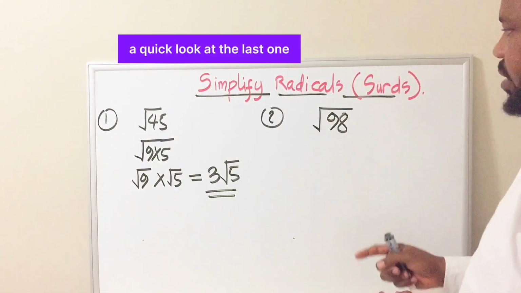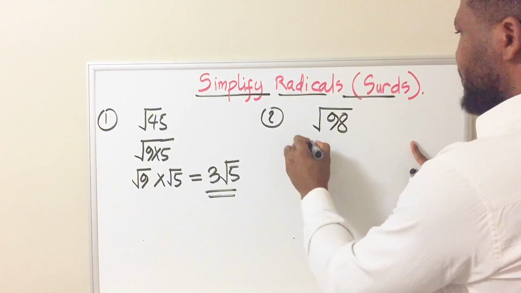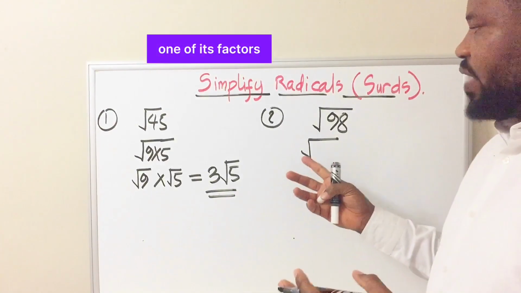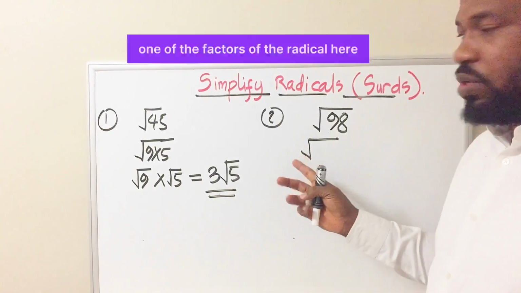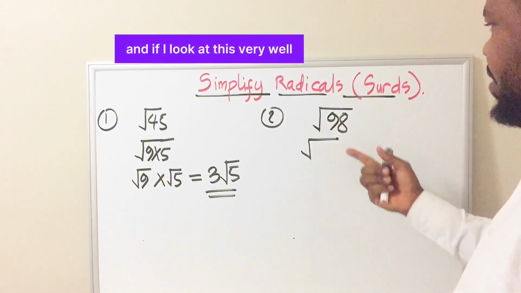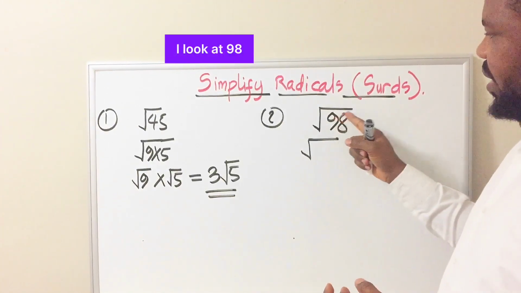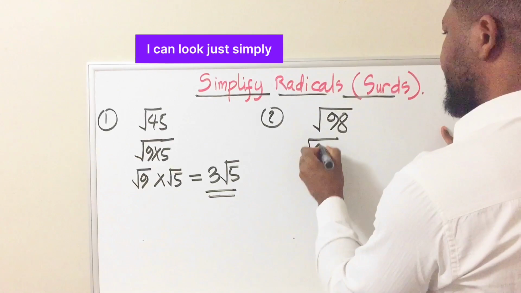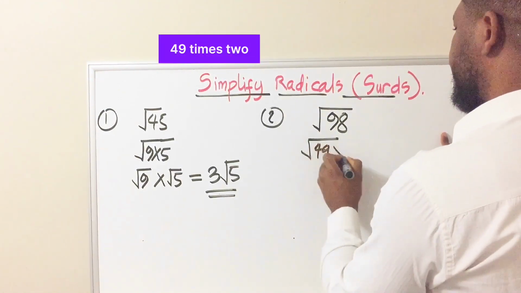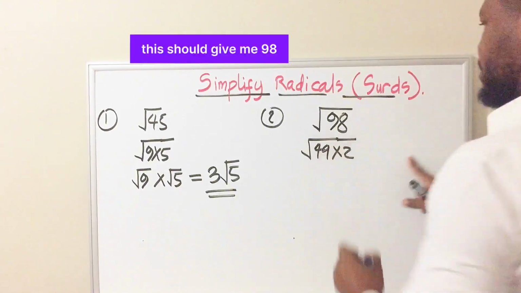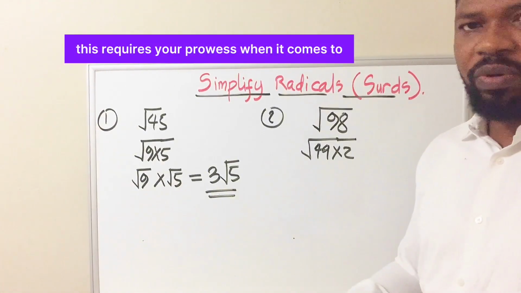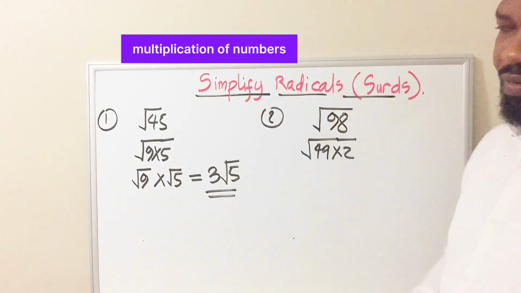A quick look at the next one, we have the square root of 98. We also do the same here. We look at two numbers such that one of the factors of the radicand here is a perfect square. And if I look at 98 very well, I can simply put the multiplication of 49 times 2. This should give me 98. Like I said earlier, this requires your prowess when it comes to multiplication of numbers.